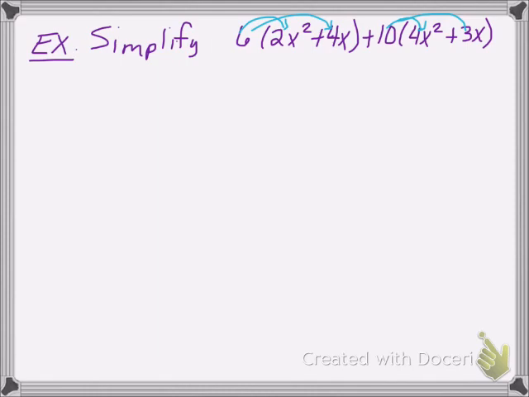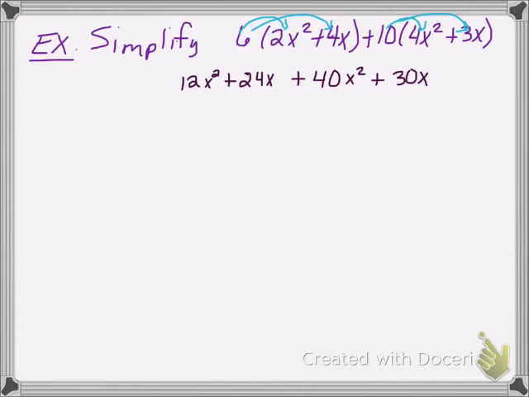What is 6 times 2x squared? 12x squared. What is 6 times 4x? 24x. What is 10 times 4x squared? That is 40x squared. And what is 10 times 3x? That is 30x. Now, when I look at this, I still should be able to combine like terms.